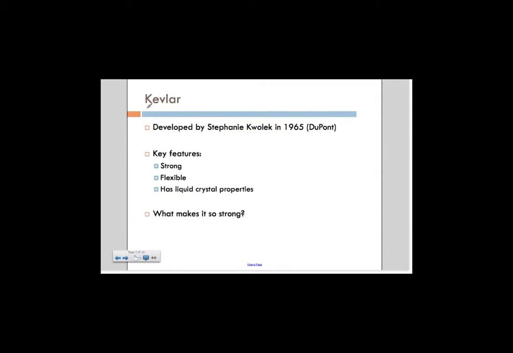And so the first example we're going to talk about is Kevlar. We're going to talk about Kevlar in a lot more detail when we get to the liquid crystal topic, but we're going to hit this structure-function relationship pretty heavily in talking about this polymer. This was developed in the 60s by DuPont by a scientist there named Stephanie Kwolek. She, I believe, received a Nobel Prize for this work.